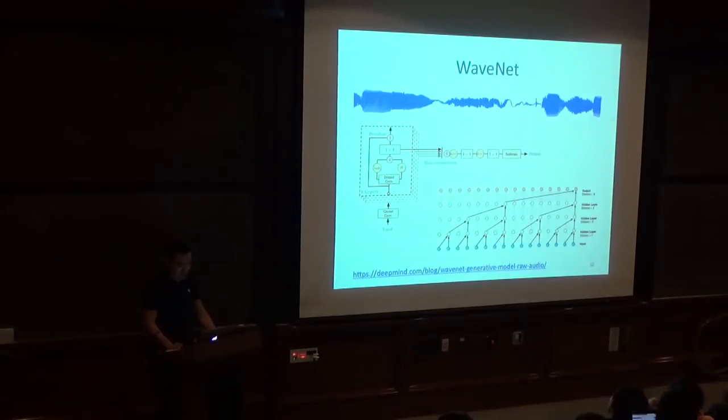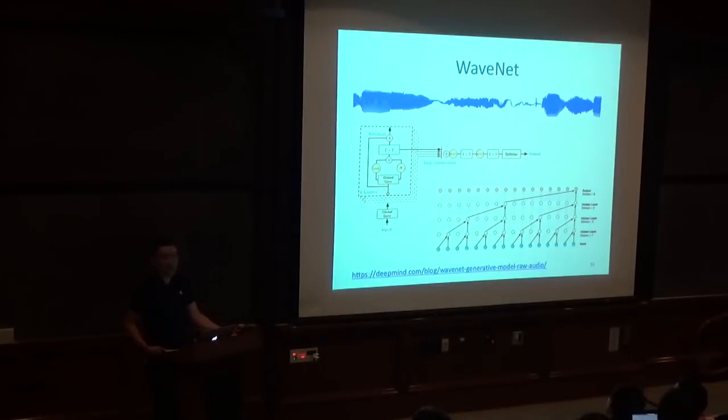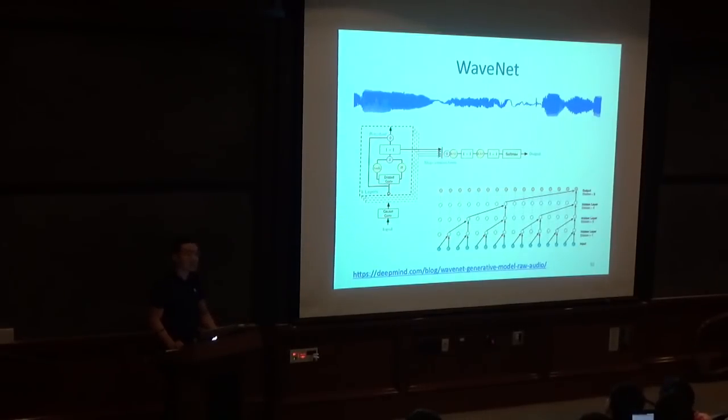WaveNet. So if you have a Google device like an Android, if you talk to it, it talks back to you, and that audio is generated by a deep neural net called WaveNet. So again, it's a probabilistic model. You can sample acoustic statistics from it, conditioned of course on a piece of text you want to say, but that's how it works.